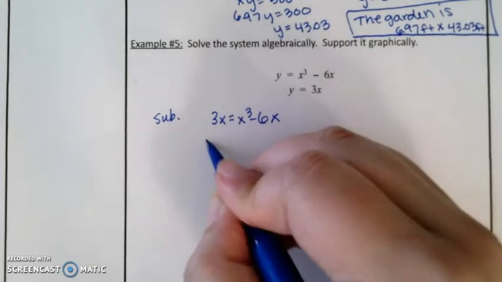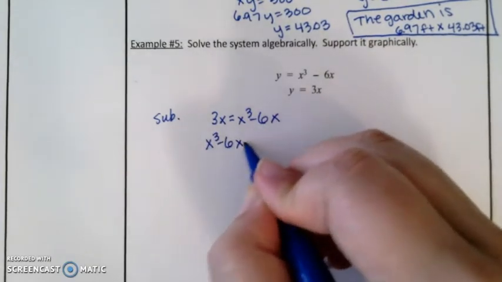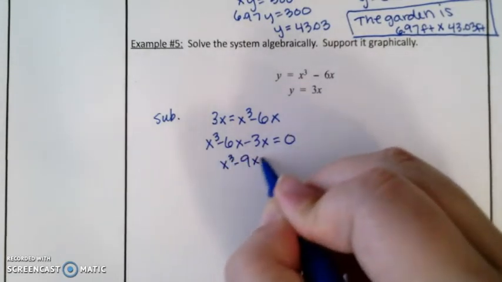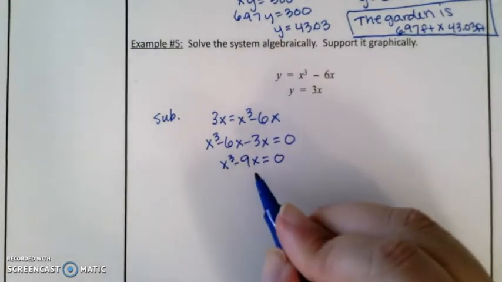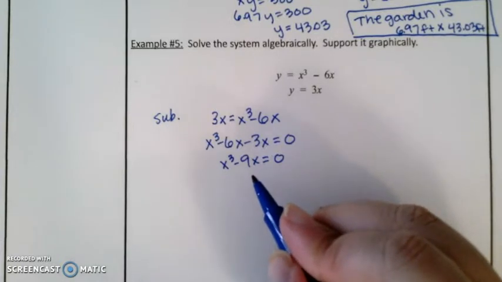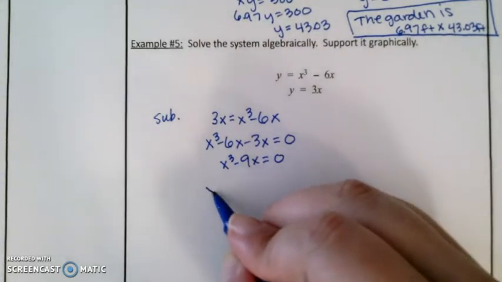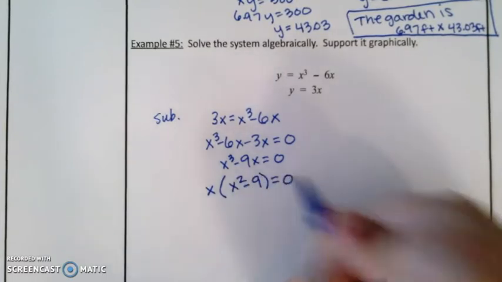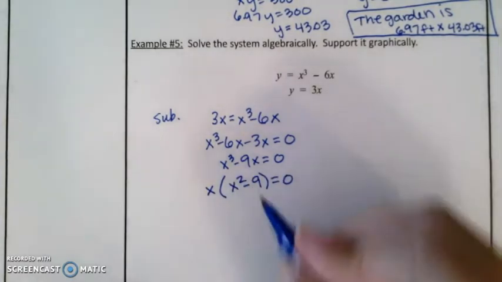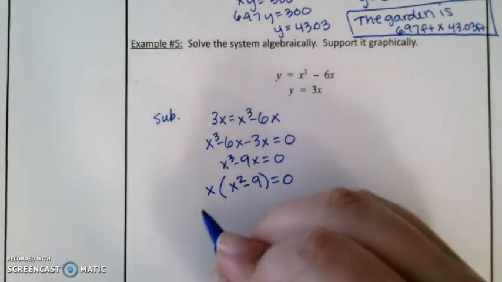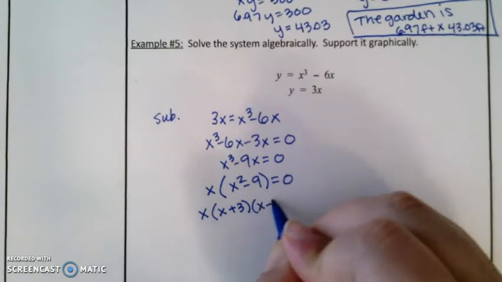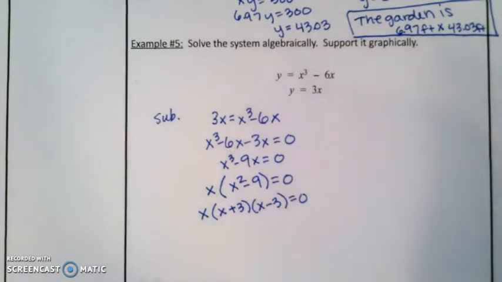Subtract the 3x, so x cubed minus 6x minus 3x is 0. X cubed minus 9x is 0. In order to solve for x, I want to factor, and they both have a common factor of x. So x times x squared minus 9 is 0. This is one of our special polynomials. It's a difference of squares. So I have x times x plus 3 times x minus 3 equals 0.